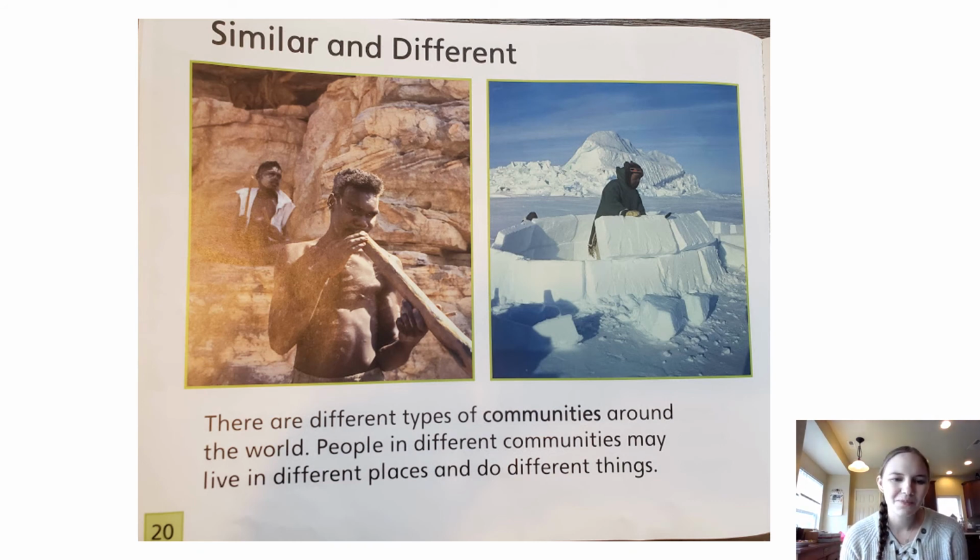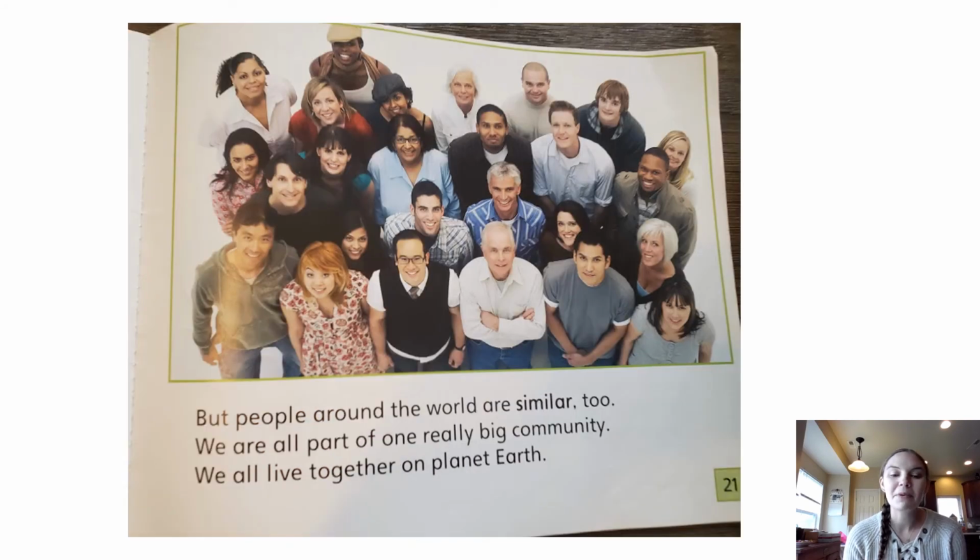Similar and different. There are different types of communities around the world. People in different communities may live in different places and do different things. But people around the world are similar too. We are all part of a big community, and we all live together on planet Earth. So just because we're all different doesn't mean that we're not all people. We all are people, but we just live in different ways.